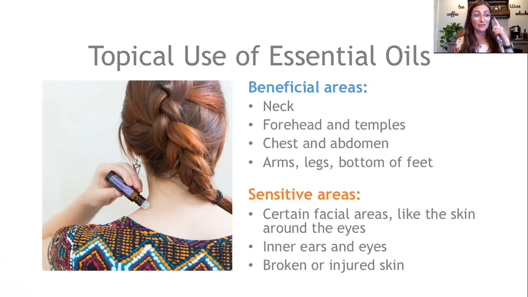But outside of that, if you do get essential oils in your eye, one of the best things that you could do is using milk to rinse them out, or you can actually place another drop of essential oil outside of your eye, far enough away, and that will help draw the essential oil out because they do gravitate towards each other. It's an interesting science, but hopefully you won't have to deal with that. So those are some of the topical use information.